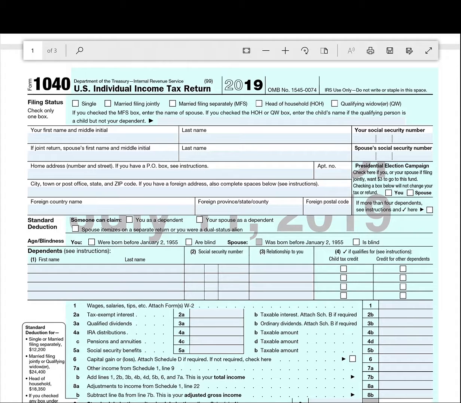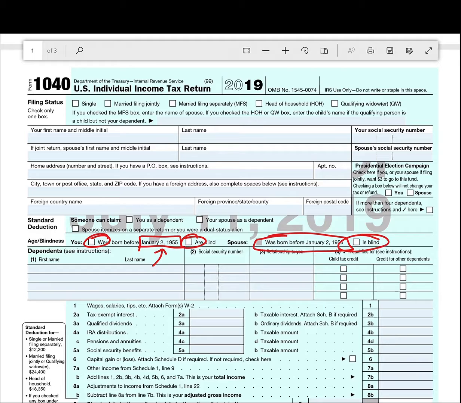Underneath that is a box that you can check if you are married filing separately and your spouse itemizes on a separate return, or if you're a dual status alien, which I'm going to just skip over for right now. And then under that are boxes you can check if you or your spouse are over 65 years old. For 2019, this means that you were born on or after January 2nd, 1955.